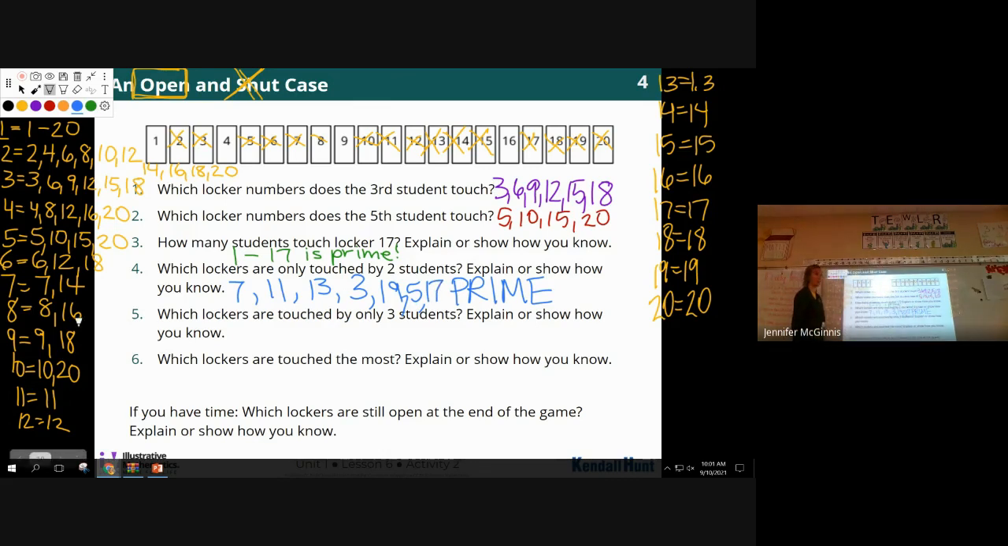Wait, Riley? She's thinking. Let her think. Because 9 is prime. 9 is not prime. Oh no, it isn't, because that's 3 times 3. You're right. All right. Which lockers are touched by only 3 students?